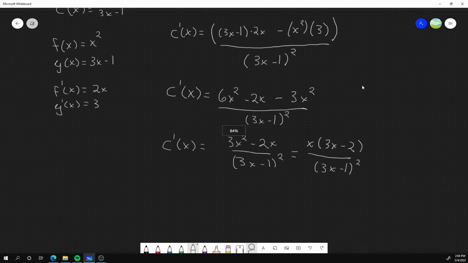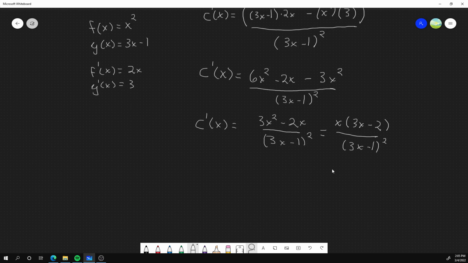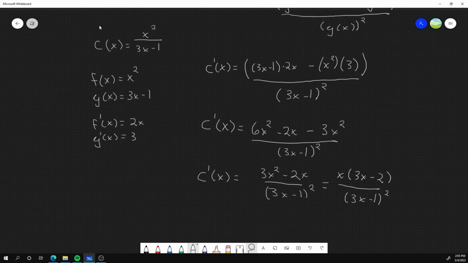And so that's essentially the quotient rule. All you really have to remember is that f prime comes first. It's f prime minus f of x, because you already know that you're multiplying by the opposite function's main function, not derivative. So that's essentially the quotient rule, and now we have the derivative of c. We recall that c of x is equal to x squared over 3x minus 1, and c prime of x is equal to 3x squared minus 2x over 3x minus 1 squared.